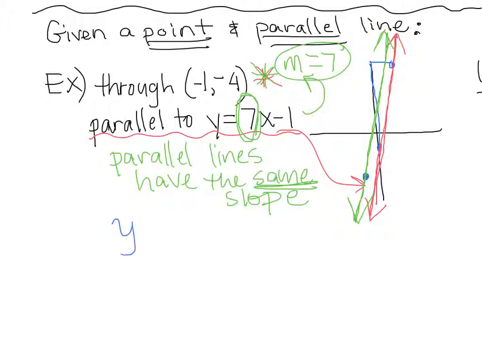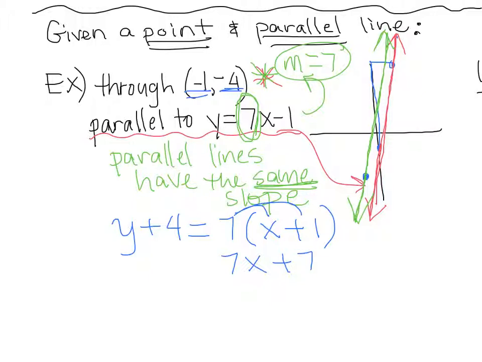Okay, so y minus, now our y1 value is -4, so it becomes a +4, equals, this is where we plug in our slope. We now know it's 7 times x minus, now that becomes a +1 because our x coordinate is -1, and now we solve for y. So we get 7x plus 7 times 1 is 7. Bring down the other side. We subtract 4 from both sides. y equals 7x plus 3.